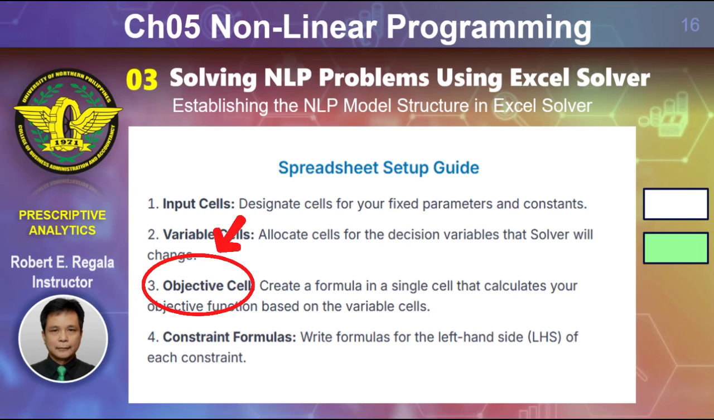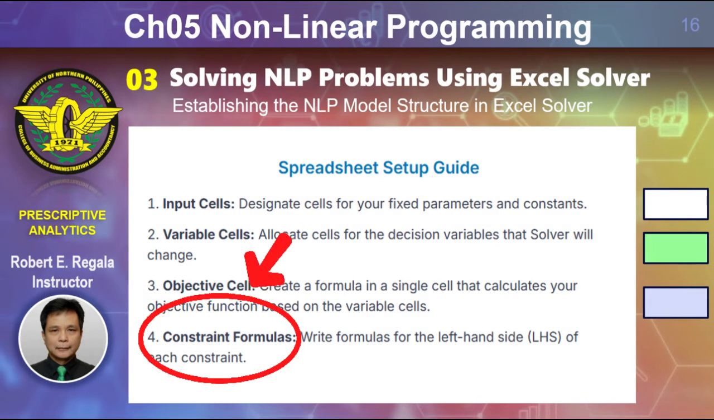3. The objective cell, the target cell. This single cell must contain the final formula representing the objective function. In the Solver Parameters dialog box, this cell is specified as the target to be maximized, minimized, or set to a specific value. Recall that this is the cell with the blue background.